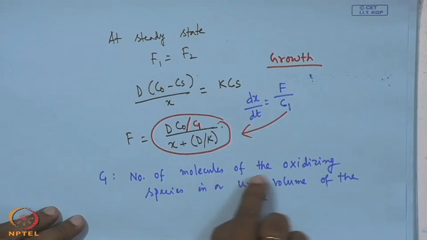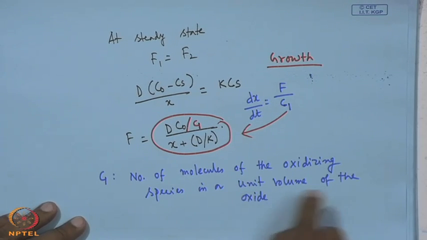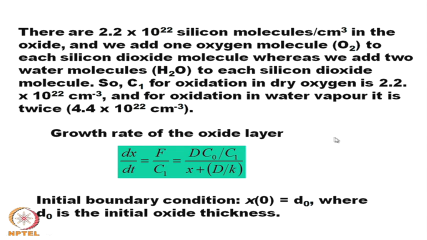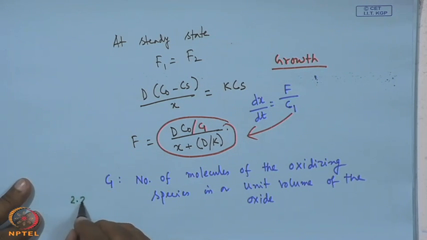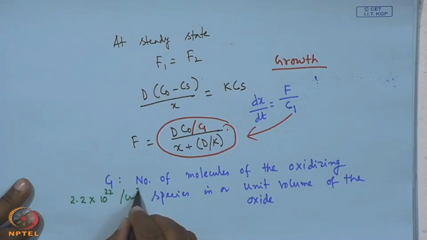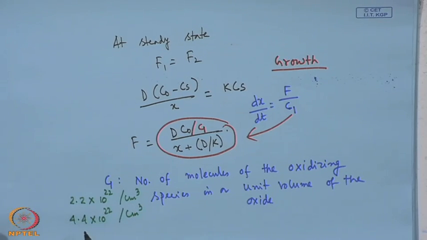C1 is the number of molecules of the oxidizing species in a unit volume of the oxide, and what is its value? Its value is 2.2 into 10 to the power 22 per centimeter cube in dry oxygen, and 4.4 into 10 to the power 22 per centimeter cube in presence of water vapor. Why is it multiplied by 2?